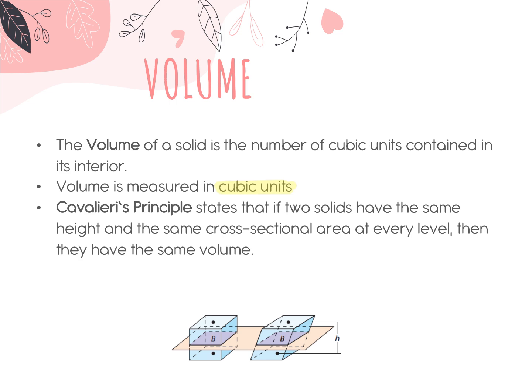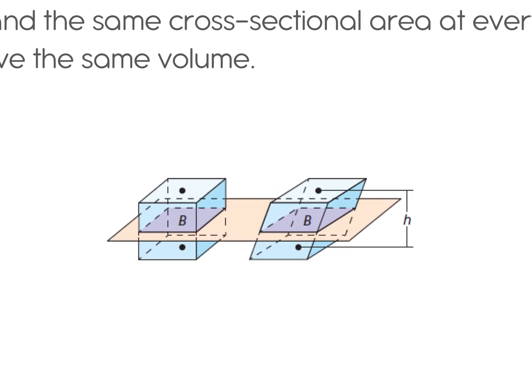Cavalieri's principle states that if two solids have the same height and the same cross-sectional area at every level, then they have the same volume. So if you're looking at this diagram, the height is the same. If the cross-sectional area is the same, then my volume is also going to be the same.